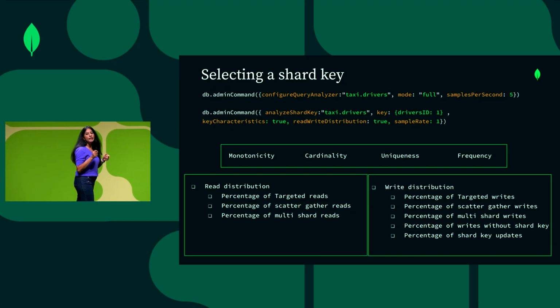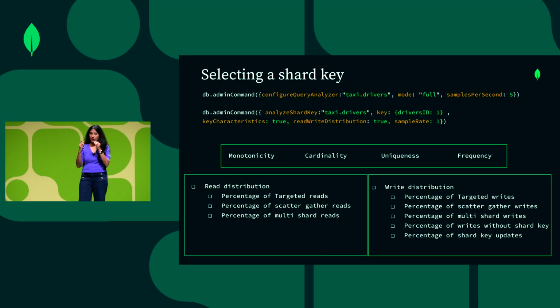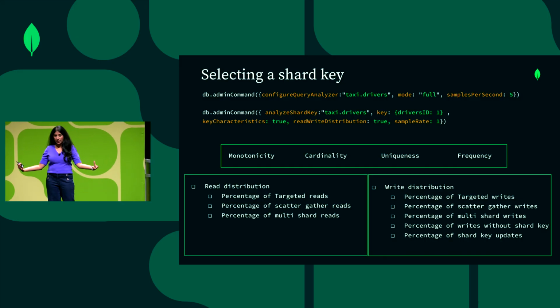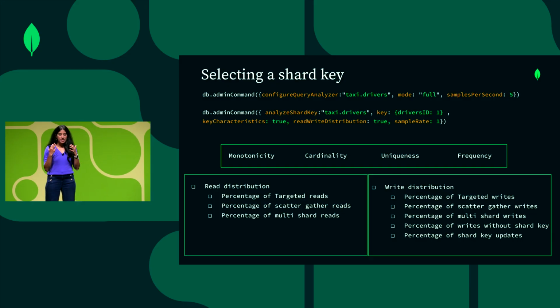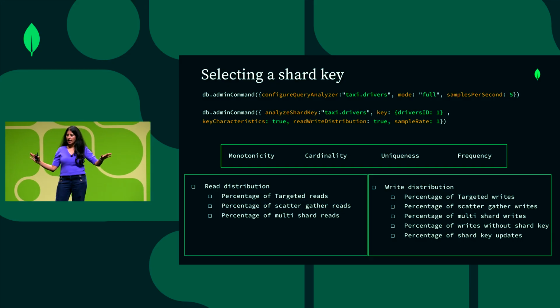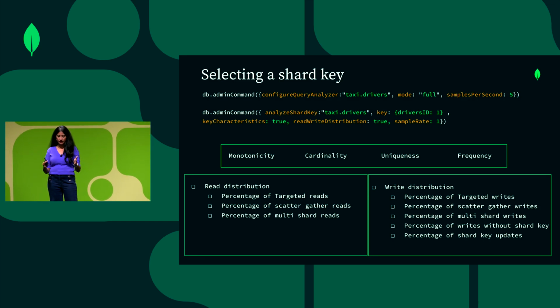Then we go into read and write distribution. This is where we need you to tell us which queries you're running in the background. This is why we ask you to sample queries. Because say you're running all of your queries on driver's ID. All you do is find by driver's ID, update by driver's ID, delete by driver's ID. Then your percentage of targeted reads and percentage of targeted writes will be 100%.